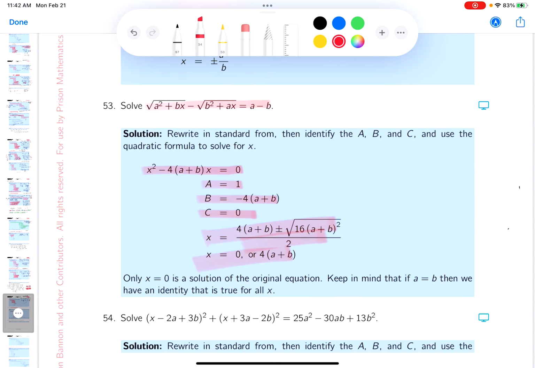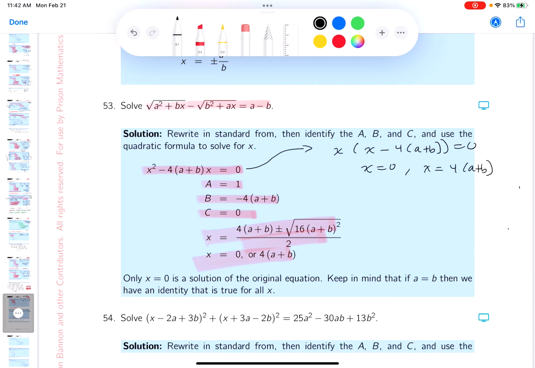Now, granted, I wouldn't do that. I would just go to factoring, and I'll put this over here for you. And what do you get? x times x minus 4a plus b equals 0. So quite simply, x does equal 0. And the other one, I want to point out, is x equals 4a plus b.